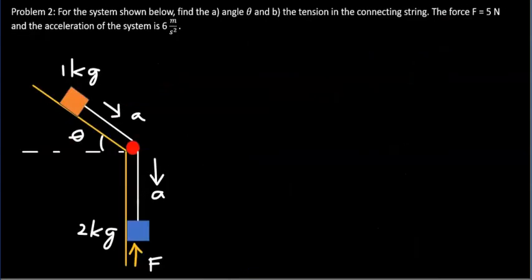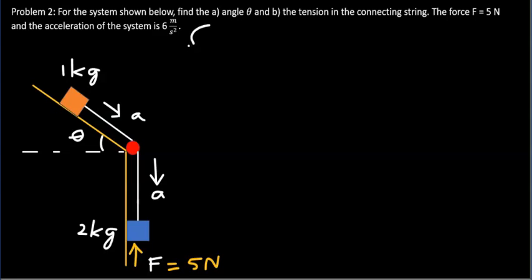Problem 2. For the system shown below, find this angle here, the angle theta, and the tension in the connecting string. So that is the connecting string. Now this force here is 5 newtons, and the acceleration of the system is 6 meters per second squared. So the direction of the acceleration is shown to be that. We know the weights of the masses. This mass is 1 kg, and the hanging mass is 2 kg.